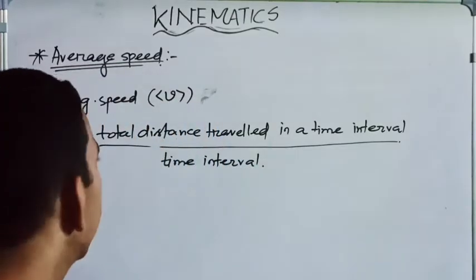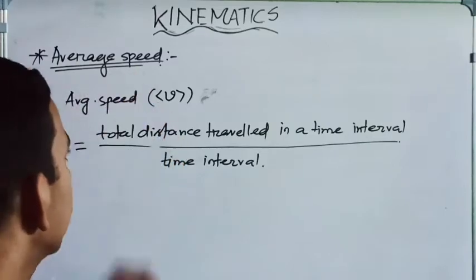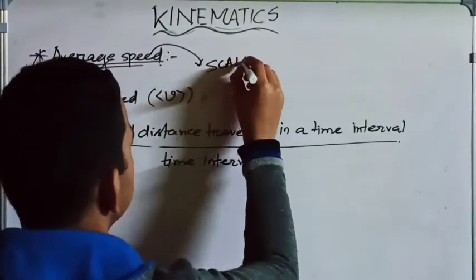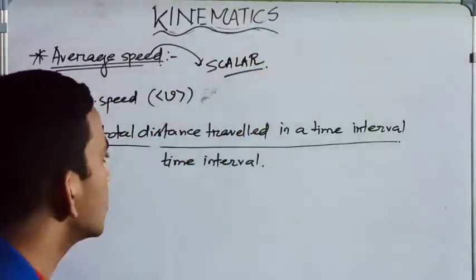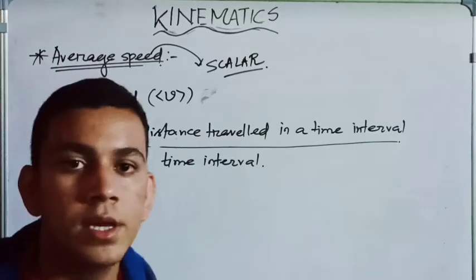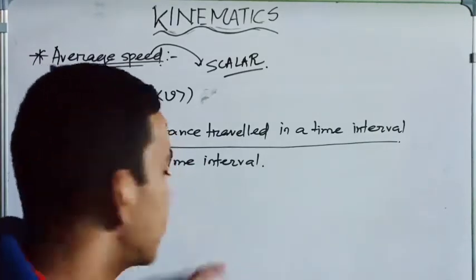We should note that average speed is defined in terms of distance, so it is a scalar quantity. Also, in place of distance traveled, we can write total path length traveled. Now, in order to understand this concept better, let's solve an example.